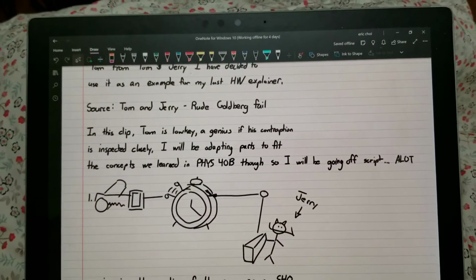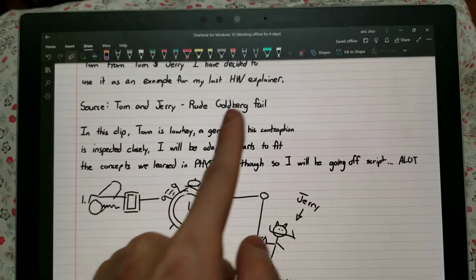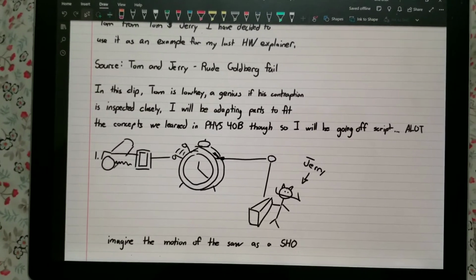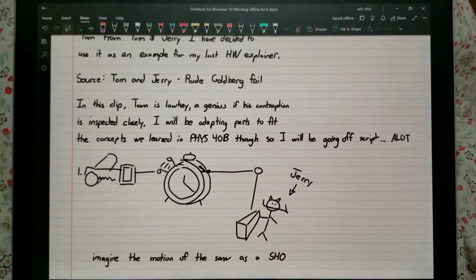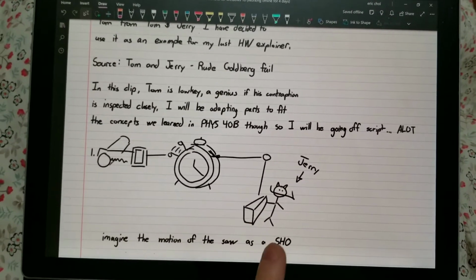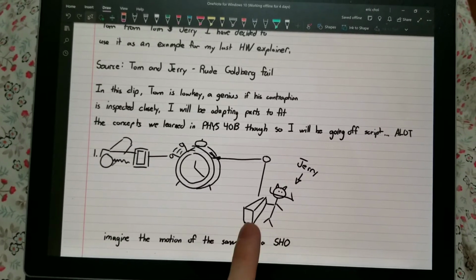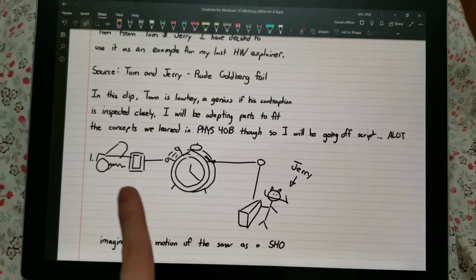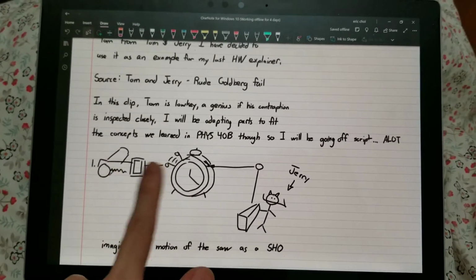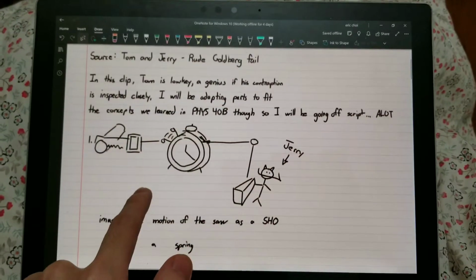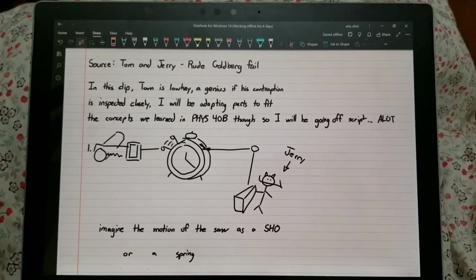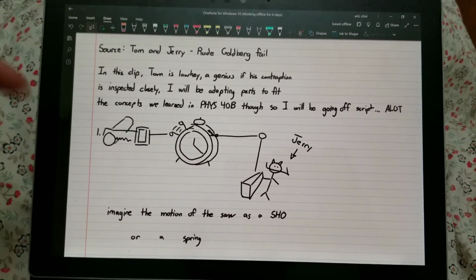So I did try to use the clip of Tom and Jerry's Rube Goldberg example, which was pretty cool to watch back in the day, but I kind of got off track midway through, so you'll see what I mean. In the clip, it first starts off with Jerry right here, wonderfully drawn, grabbing the cheese and triggering this alarm clock, which moves back and forth, the part that hits the bell, and that causes a saw to move. Now, for this first part, I want you to imagine it as a simple harmonic oscillator, or rather, you can think of it as a spring almost.